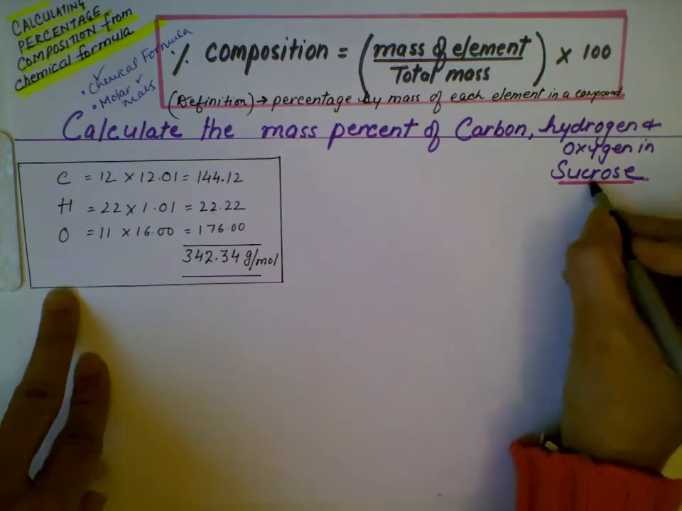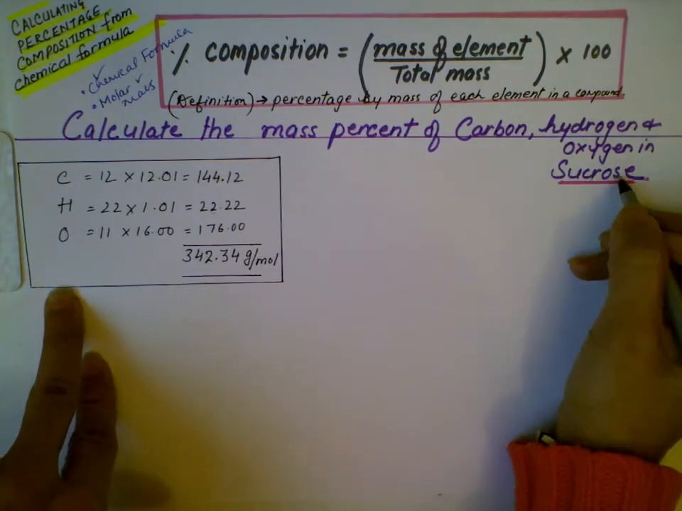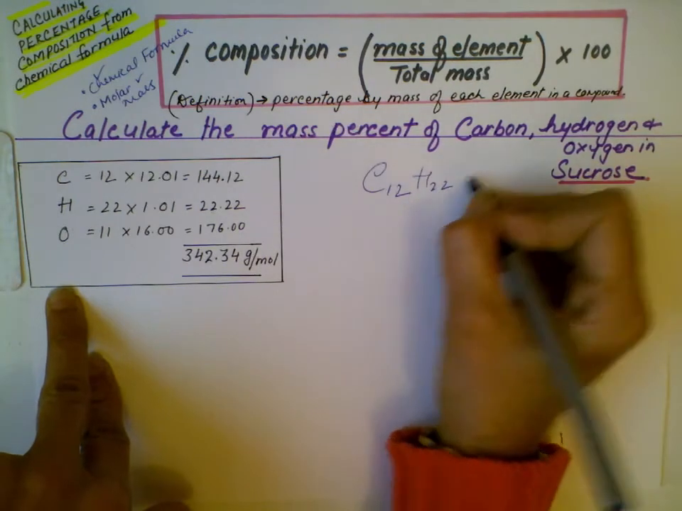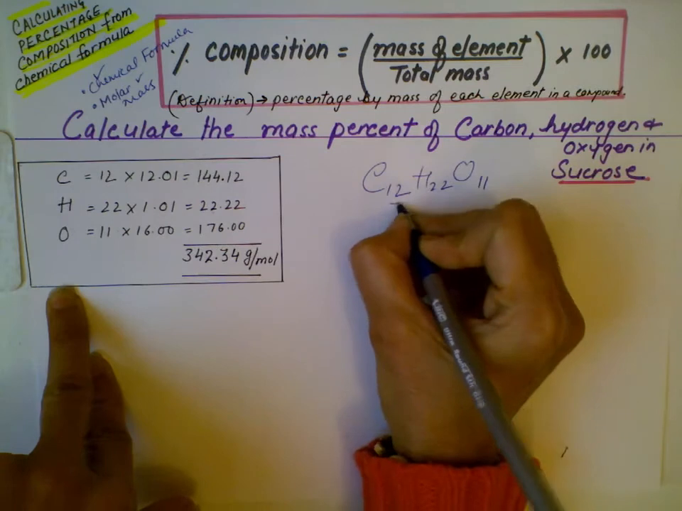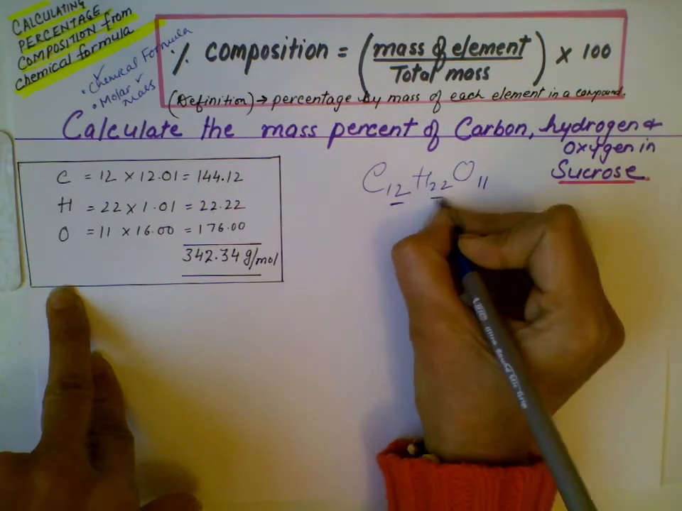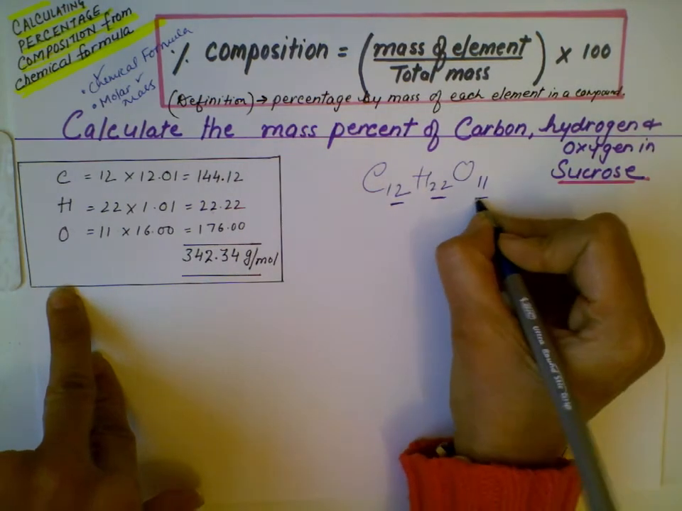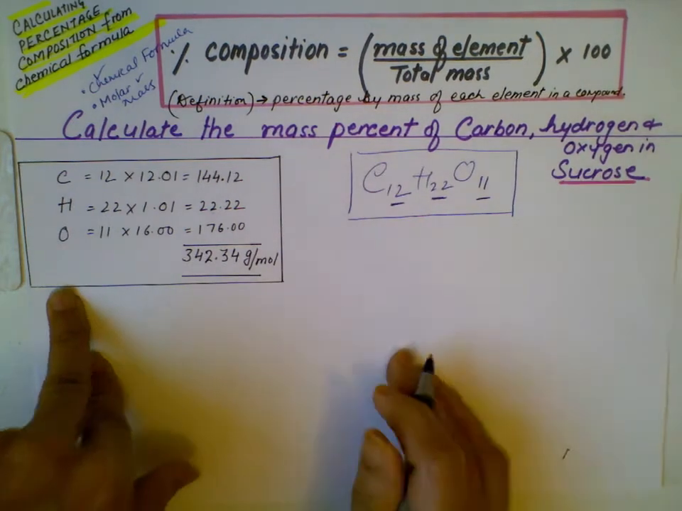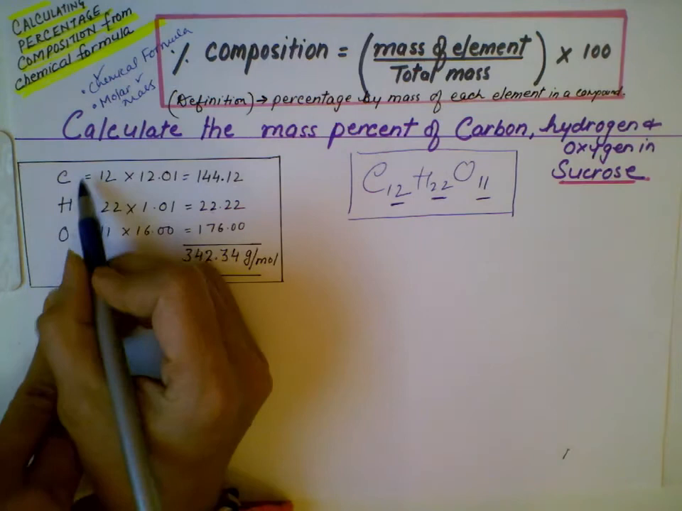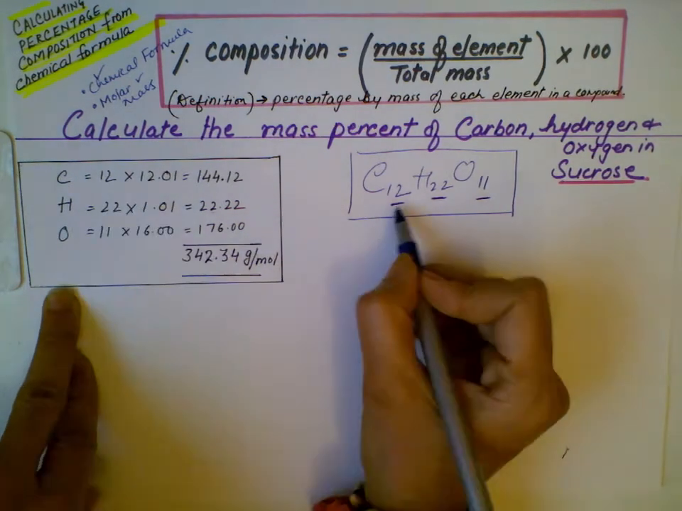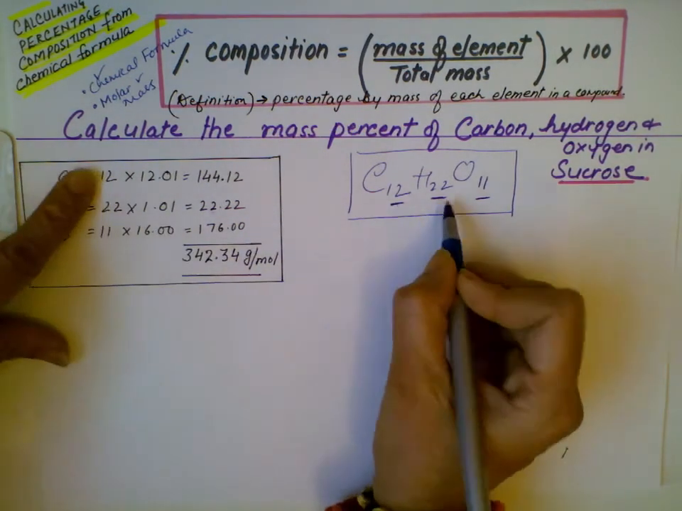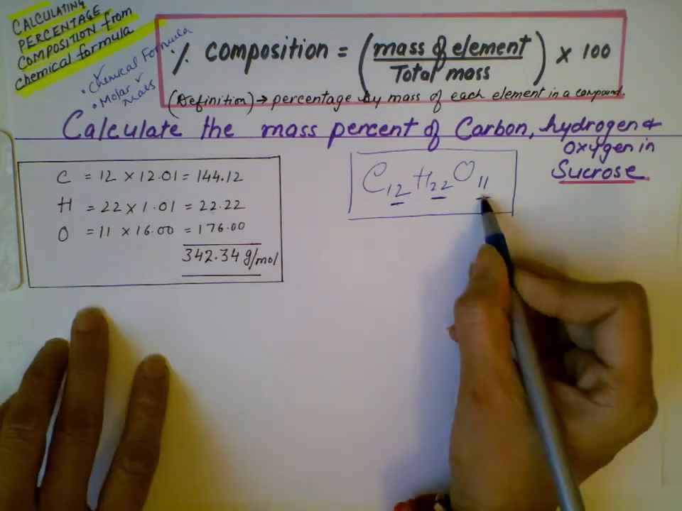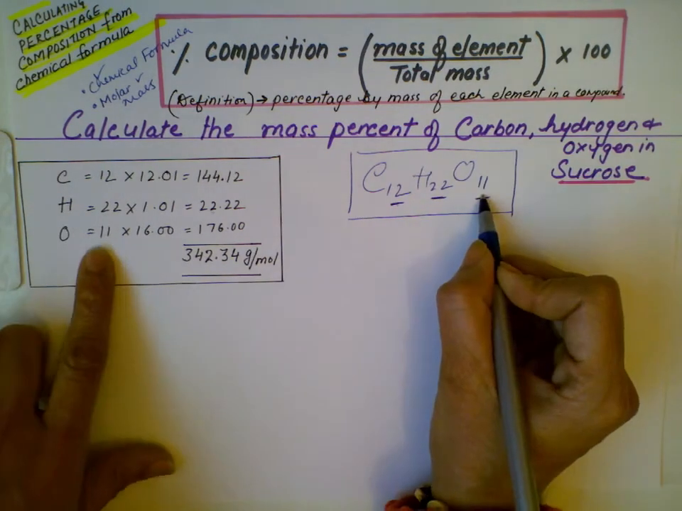We have sucrose. Sucrose is actually table sugar and the formula is C12H22O11. So you have 12 moles of carbon, 22 moles of hydrogen and 11 moles of oxygen in 1 mole of sucrose. So carbon 12, that's where I'm getting this 12 from. 22 is for hydrogen, and 11 is for oxygen.